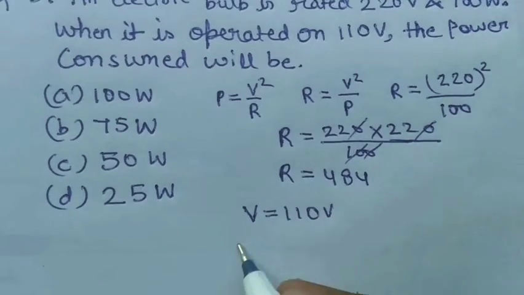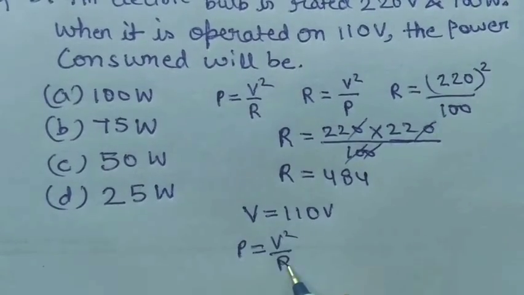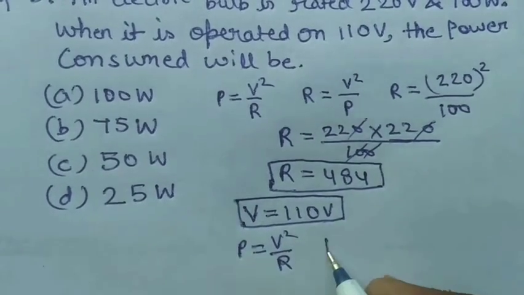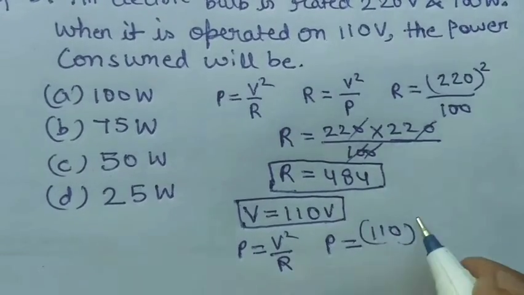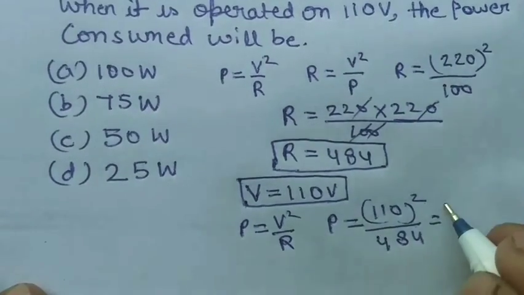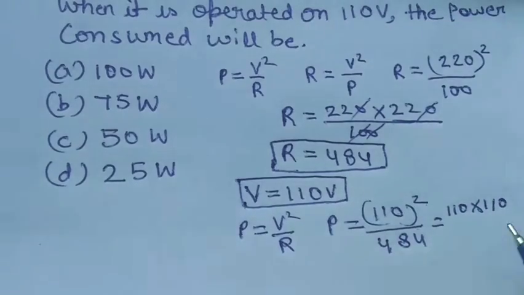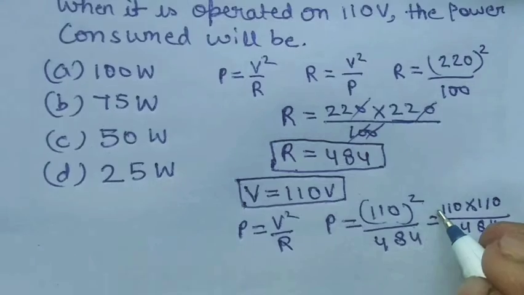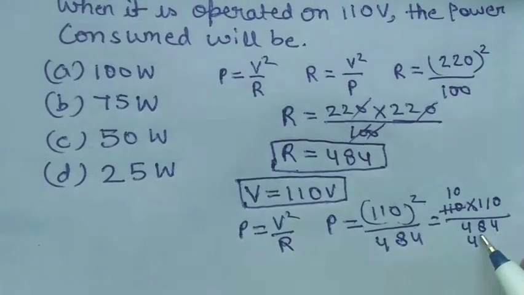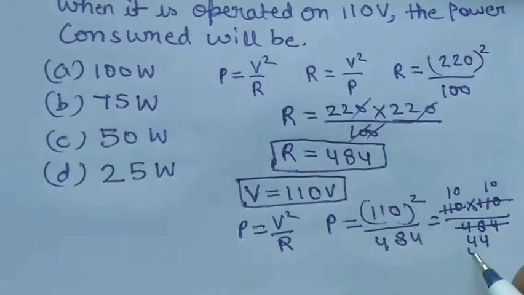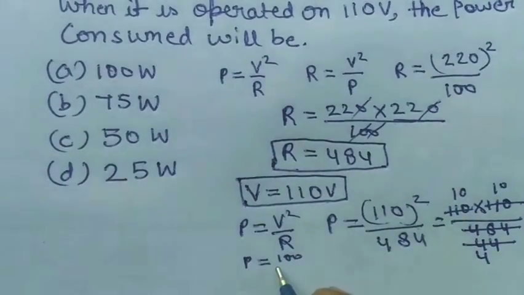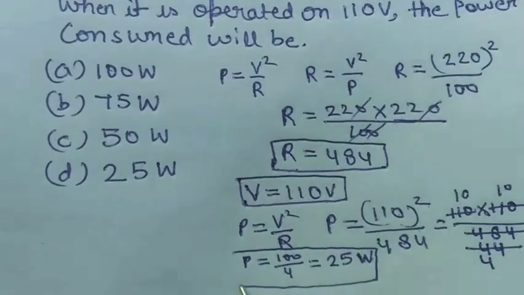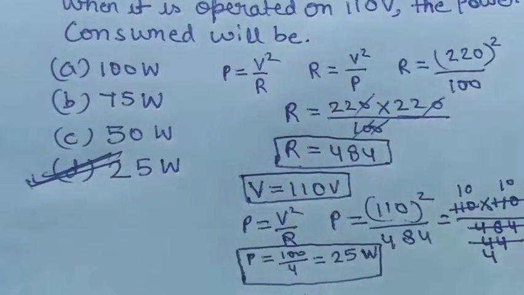V is equal to 110 volt. P is equal to V square by R, which is 110 whole square divided by 484, is equal to 110 into 110 divided by 484. Power is equal to 100 divided by 4, which is 25 watt. D option is correct, 25 watt.